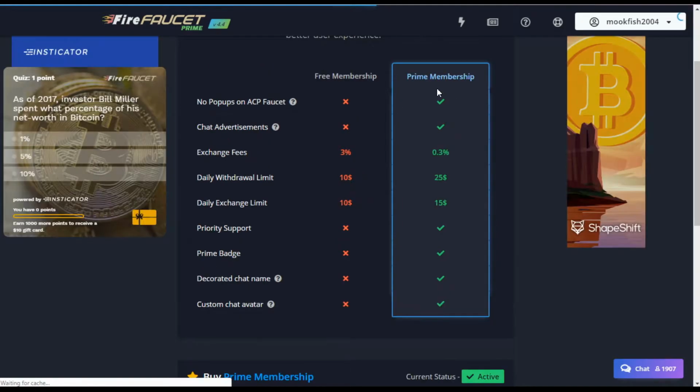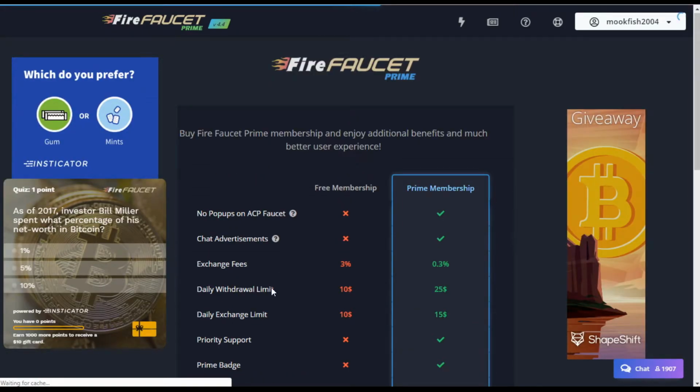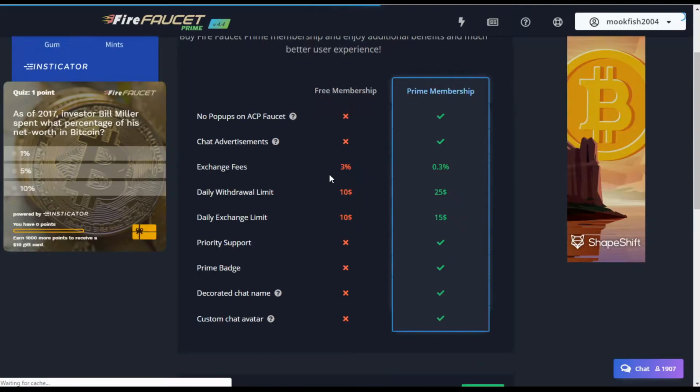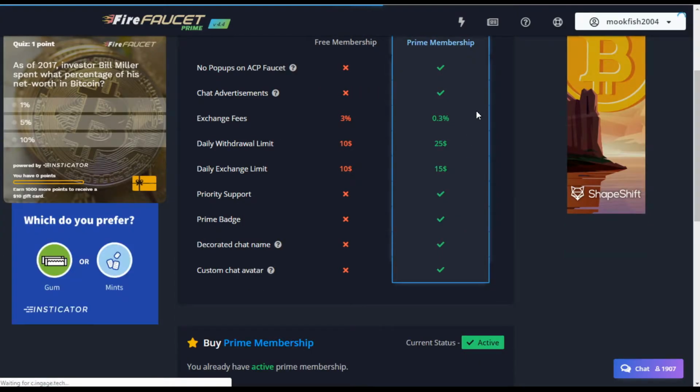If you want to, you can place an advertisement in their chat, apparently, but the exchange fee goes down to 0.3%, so from 3% to 0.3%. And then you also get priority support, the Prime badge. I'm not really sure why that's a big deal. Decorated chat name, again, not a big deal. And custom avatar, again, for me, not a big deal. But the fact that you get your exchange limits bumped up by $5, your withdrawal limits are bumped up by $15, and your withdrawal fee goes down to 0.3%.